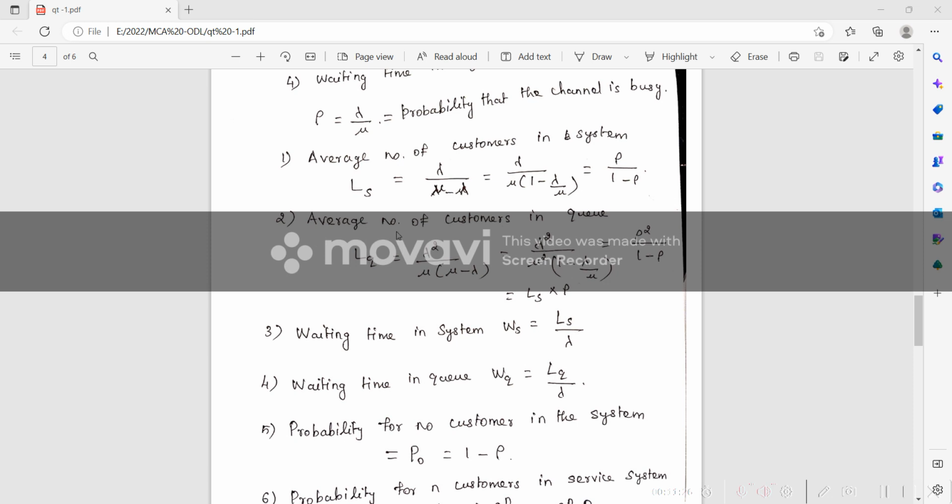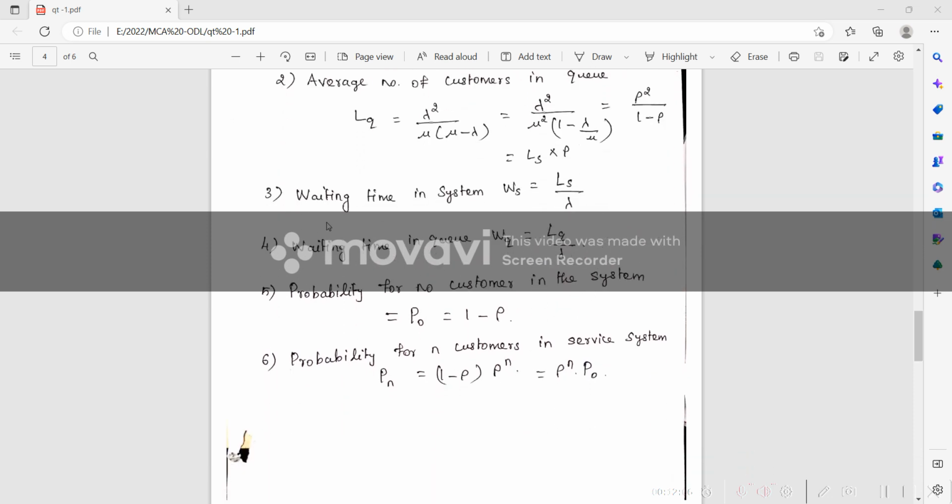And then the next formula is the average number of customers in Q, that is the length of the Q, which is lambda squared by mu into mu minus lambda. As usual, taking mu from this term, you get lambda squared by mu squared into 1 minus lambda by mu. So lambda by mu is replaced by rho, so we have rho squared by 1 minus rho. So we know rho by 1 minus rho is LS. So this is split into rho by 1 minus rho into rho, which is LS into rho.